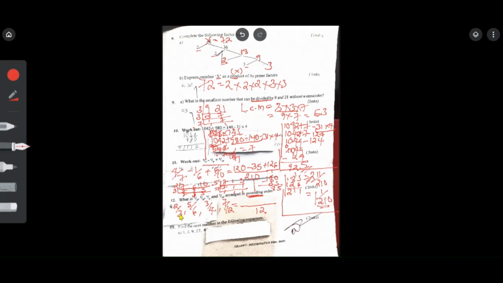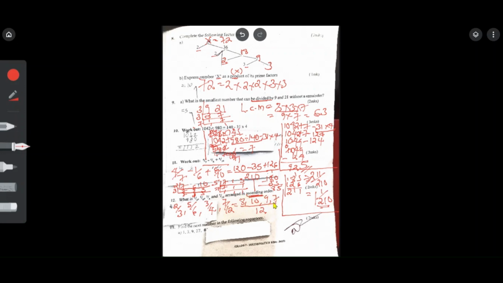divided by 3. That gives me 4. 4 multiplied by 2, that gives me 8. I put a comma. 12 divided by 6, that is 2. 2 multiplied by 5, that gives me 10. Then 12 divided by 4, that is 3. 3 by 3, that gives me 9. Then 12 divided by 12, 1. 1 multiplied by 7 gives me 7.